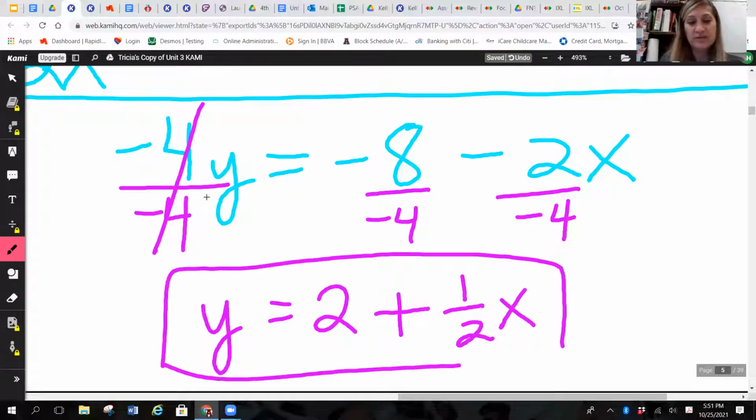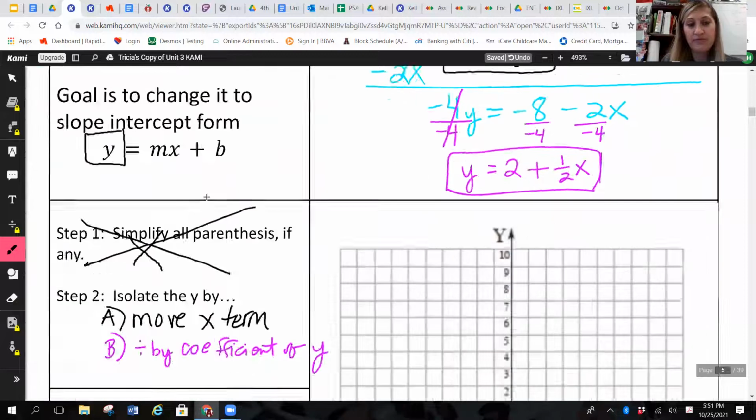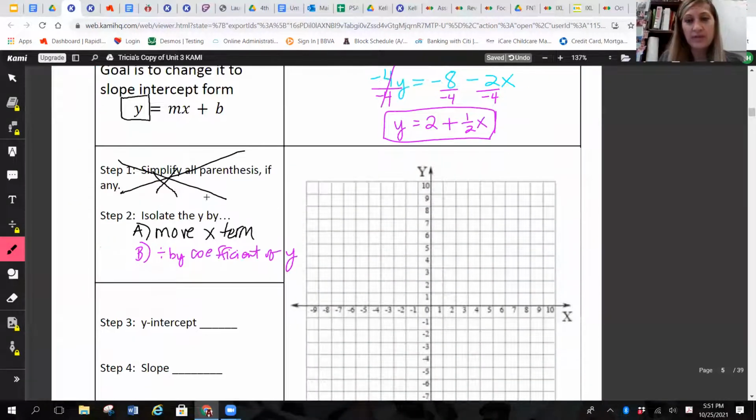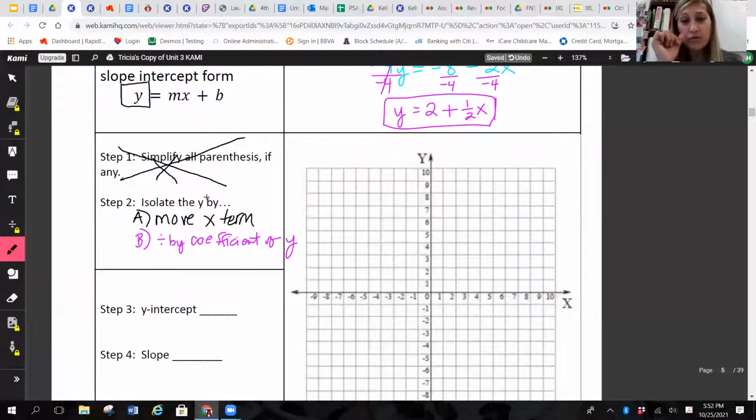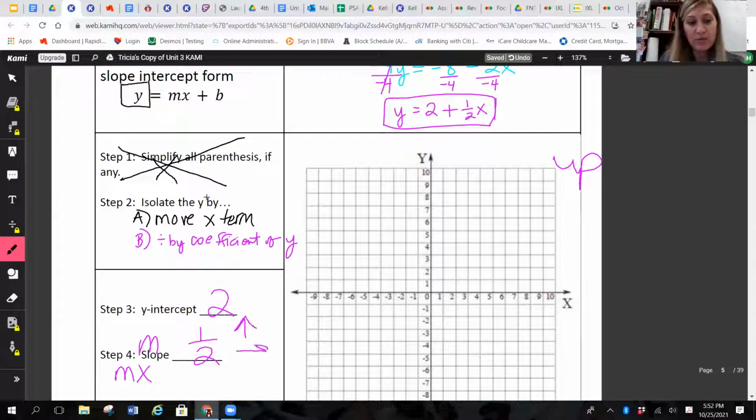So that is my slope-intercept form. Now, in this case, my y-intercept is the number by itself, and 2 is the number by itself. My slope is my m, and m always sits next to x in the equation. So 1/2 sits next to x. Slope is 1/2. Since it's positive, the line will be going up, and I need to go up and to the right.